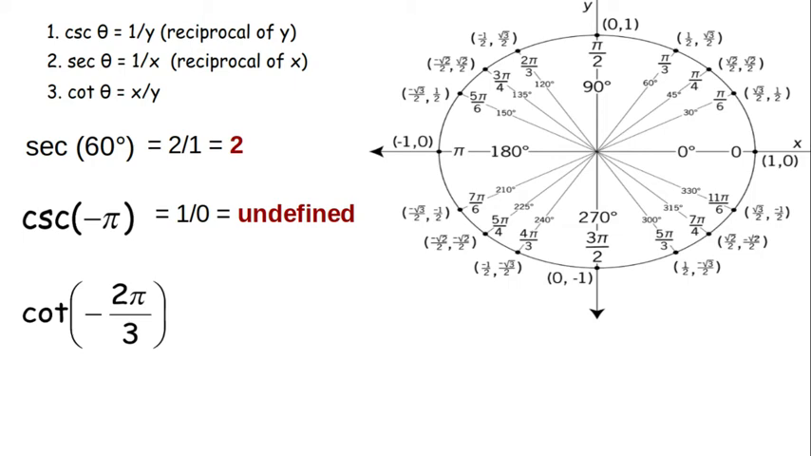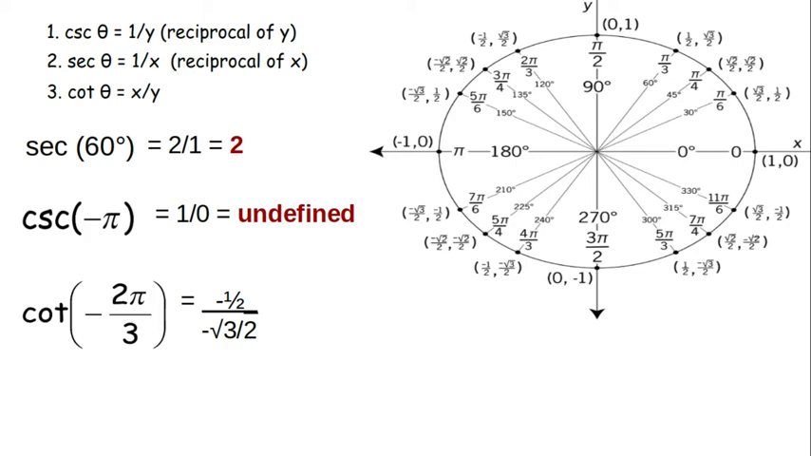So now we have to look at cotangent. Cotangent is saying to take the x-coordinate and divide by the y-coordinate. So our x-coordinate is the first one, negative 1/2. The y-coordinate is negative square root of 3 over 2. So that's what we're going to set up first. Negative 1/2 divided by negative square root of 3 over 2.